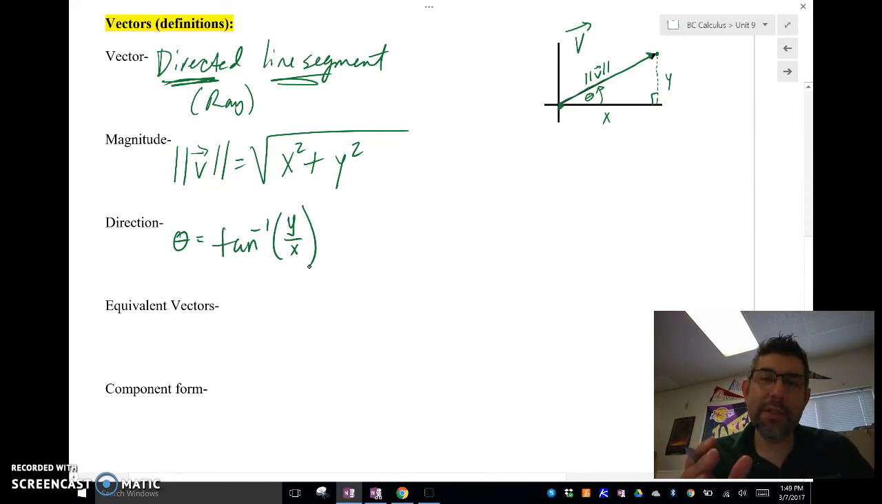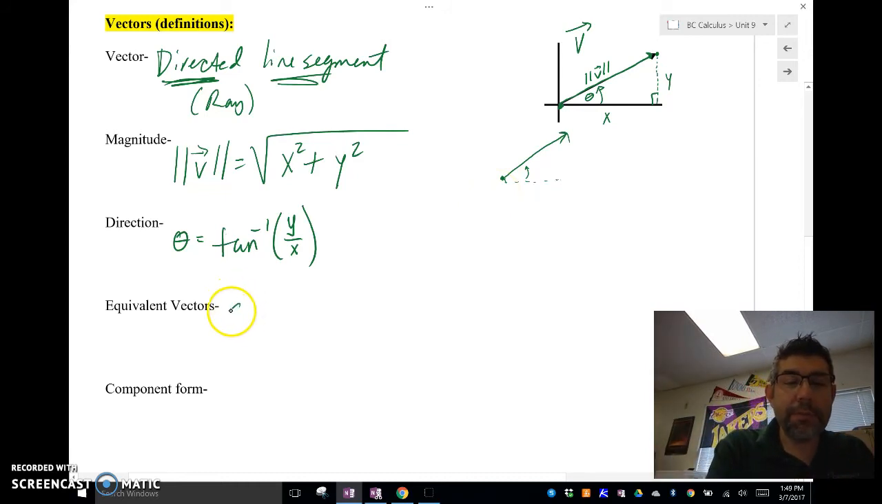Now, what that means is that vectors anywhere in the plane are equal if their magnitude and direction are equal. They don't have to start at the same spot. This one that I have here is in standard position. But if I took this vector and put it right here with the same direction, right? It has the same angle, and it's out here in the third quadrant somewhere, but it has the same length, same magnitude, then that's the same vector. It's just in a different place on the plane, but it has the same magnitude, same direction. So equivalent vectors have the same magnitude and direction.